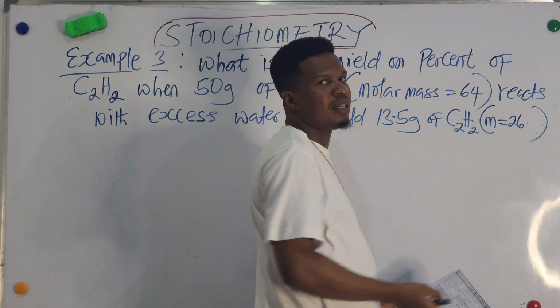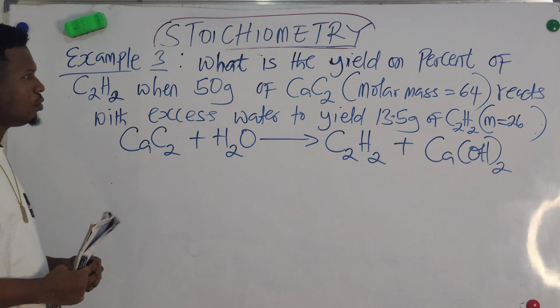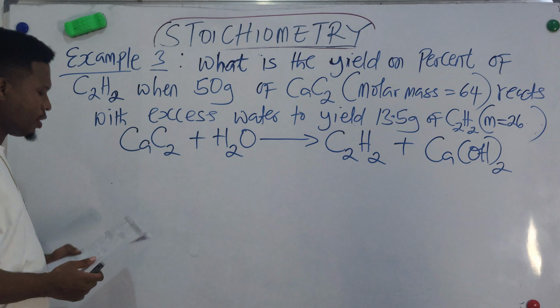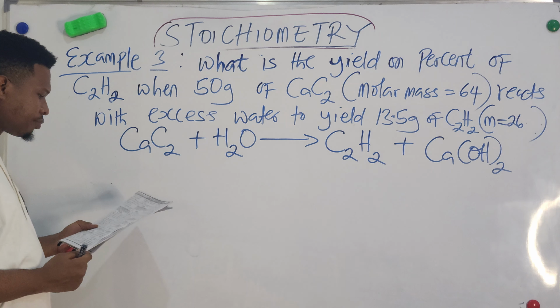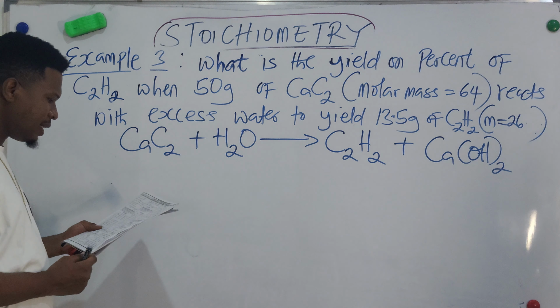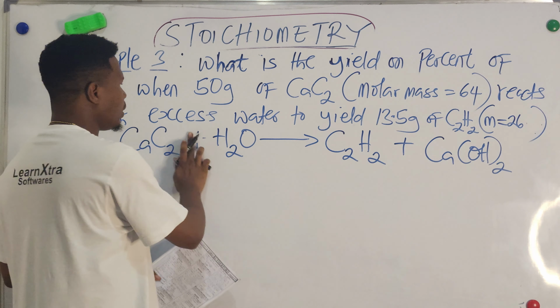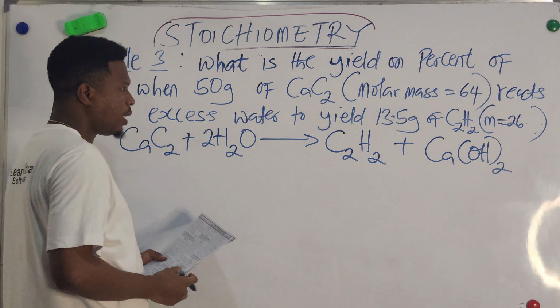So, you are reacting calcium carbide plus water. So this equation will give you ethyne plus something else there, which is likely to be calcium hydroxide. Okay, calcium hydroxide. So you balance the equation. If it's not balanced, you balance it. So from the equation, it's not balanced. So how do you balance it? You have to place 2 in front of the water.